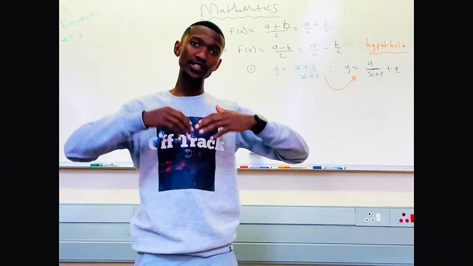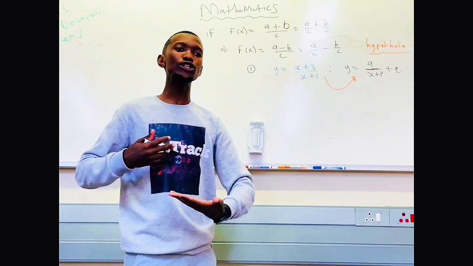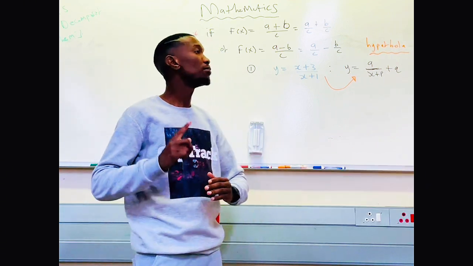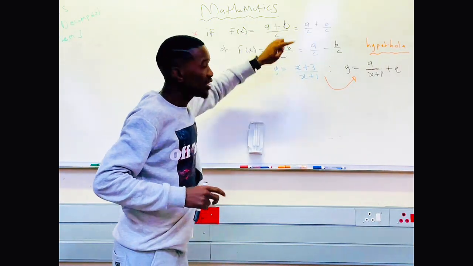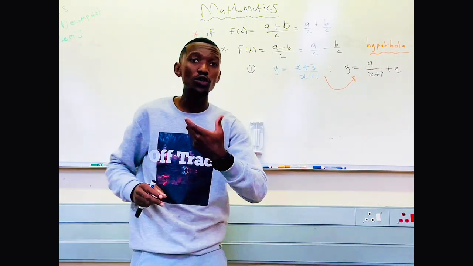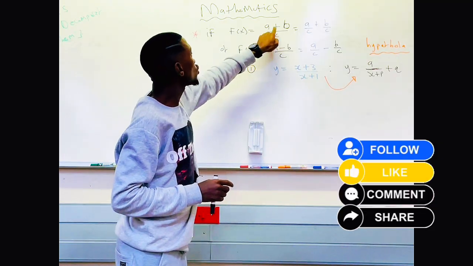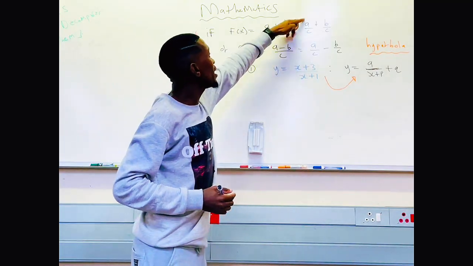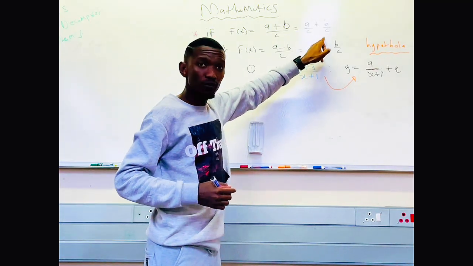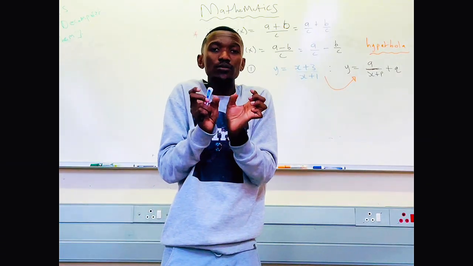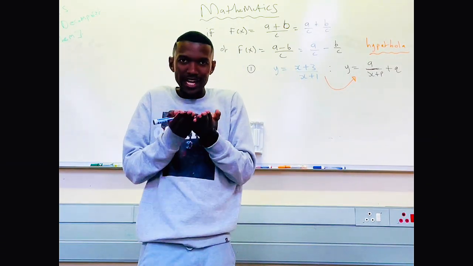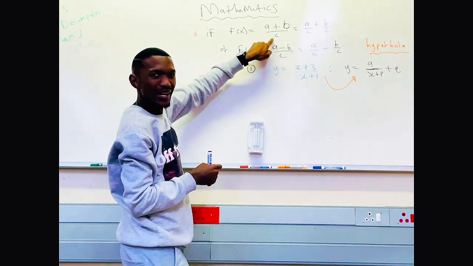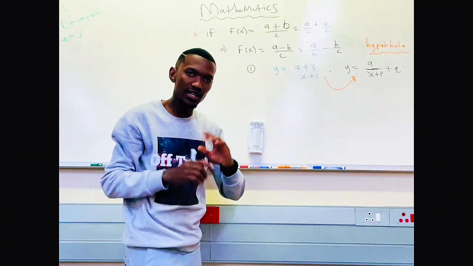remember a fraction always has a numerator and a denominator. The numerator is the one at the top, the denominator is the one at the bottom. Now, a plus b are your numerators and c is your denominator. These two share the same denominator, so we are allowed to say a over c plus b over c. Whenever fractions have the same denominator, we keep the denominator and add the numerators.